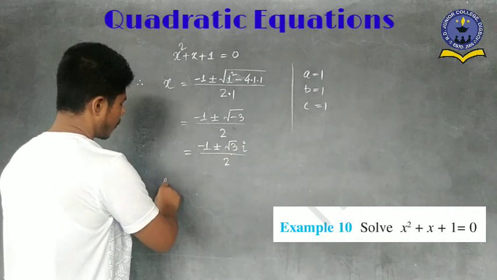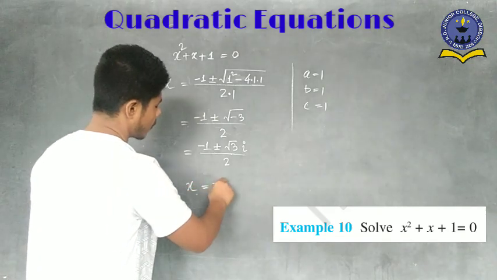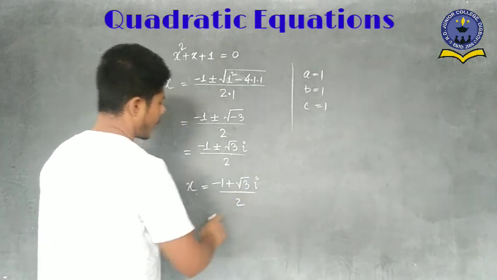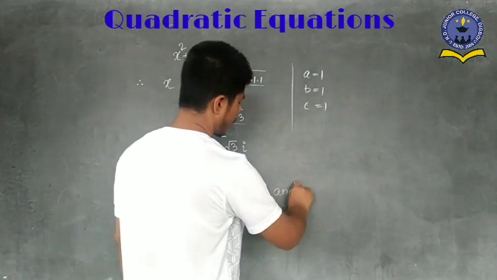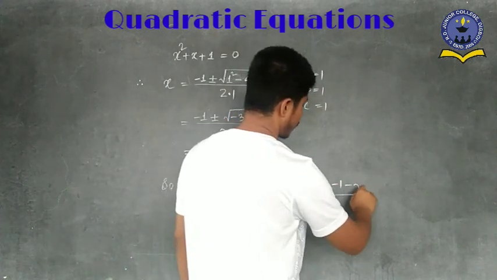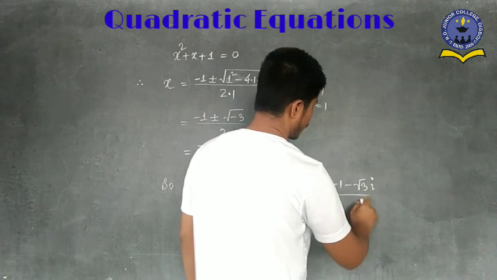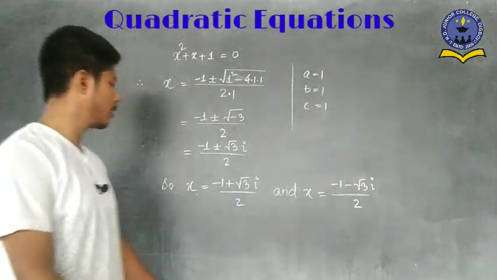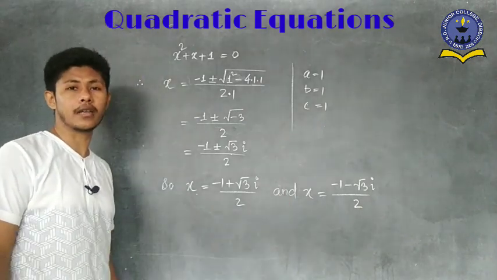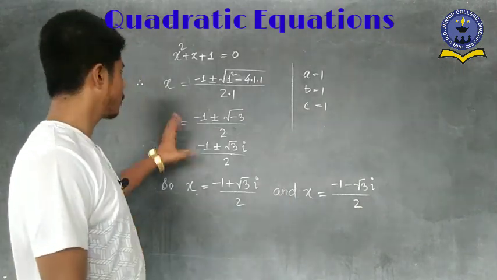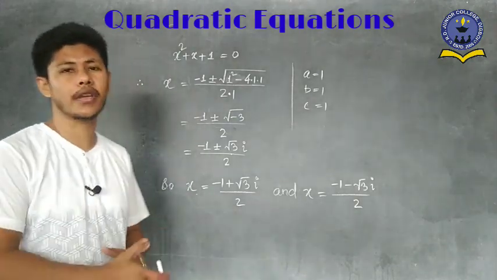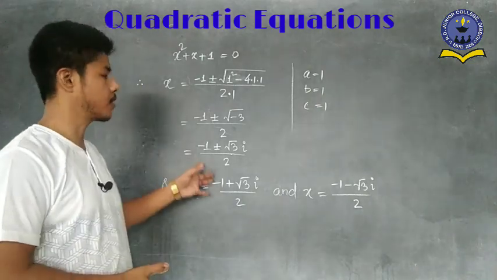So one value we get here, x equal to minus 1 plus root 3i divided by 2, and another one we get here, x equal to minus 1 minus root 3i divided by 2. Is it clear? So from here if we solve, these two values we get. So very simple questions. We just have to apply the quadratic formula and then we can easily find the values. The values that we get here are imaginary values.